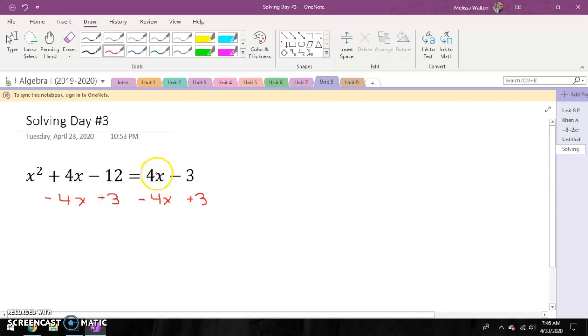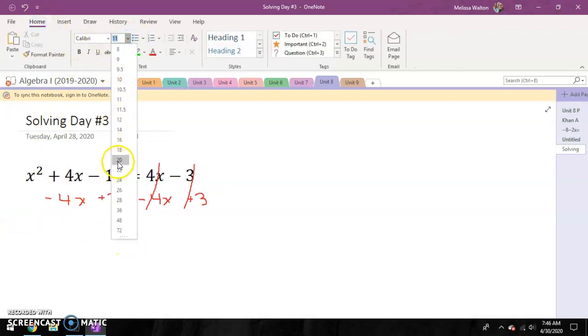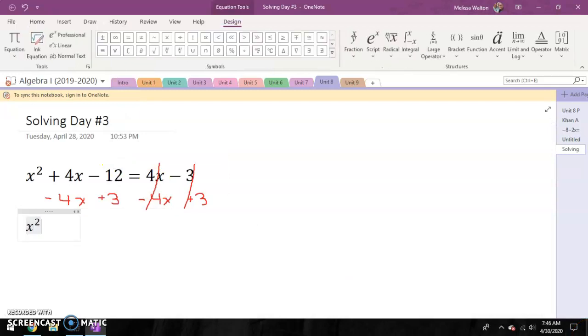All right, so 4x and negative 4x cancel to 0. Negative 3 plus 3 cancels to 0. So here is what we are left with. We have x squared. A 4x and a minus 4x is nothing, so that cancels out. And negative 12 plus 3 is minus 9, equals 0. So looking at this, I have x squared minus 9 is equal to 0.